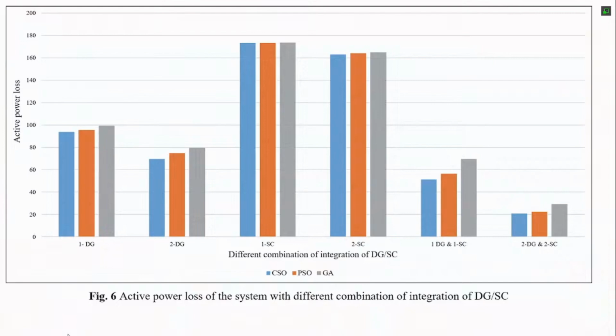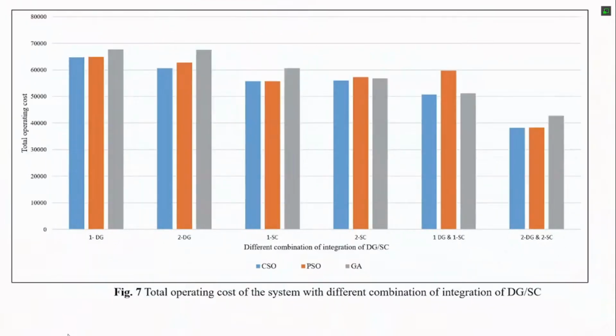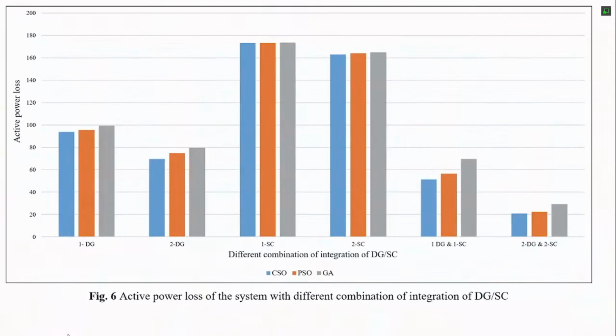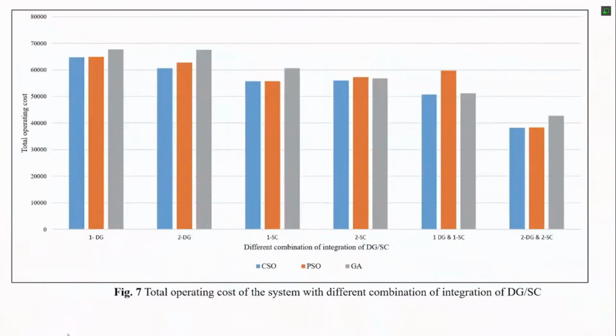The same problem for the second single objective, when we solve, here our observation is 2DG and 2SC provide the better result in terms of loss minimization. Here we solve it as a single objective. Now when we solve it as the second objective, this operating cost minimization, then also in terms of 2DG and 2SC it's providing minimum cost. If we see, this combination is providing minimum cost, and the best one is for CSO in terms of cost.